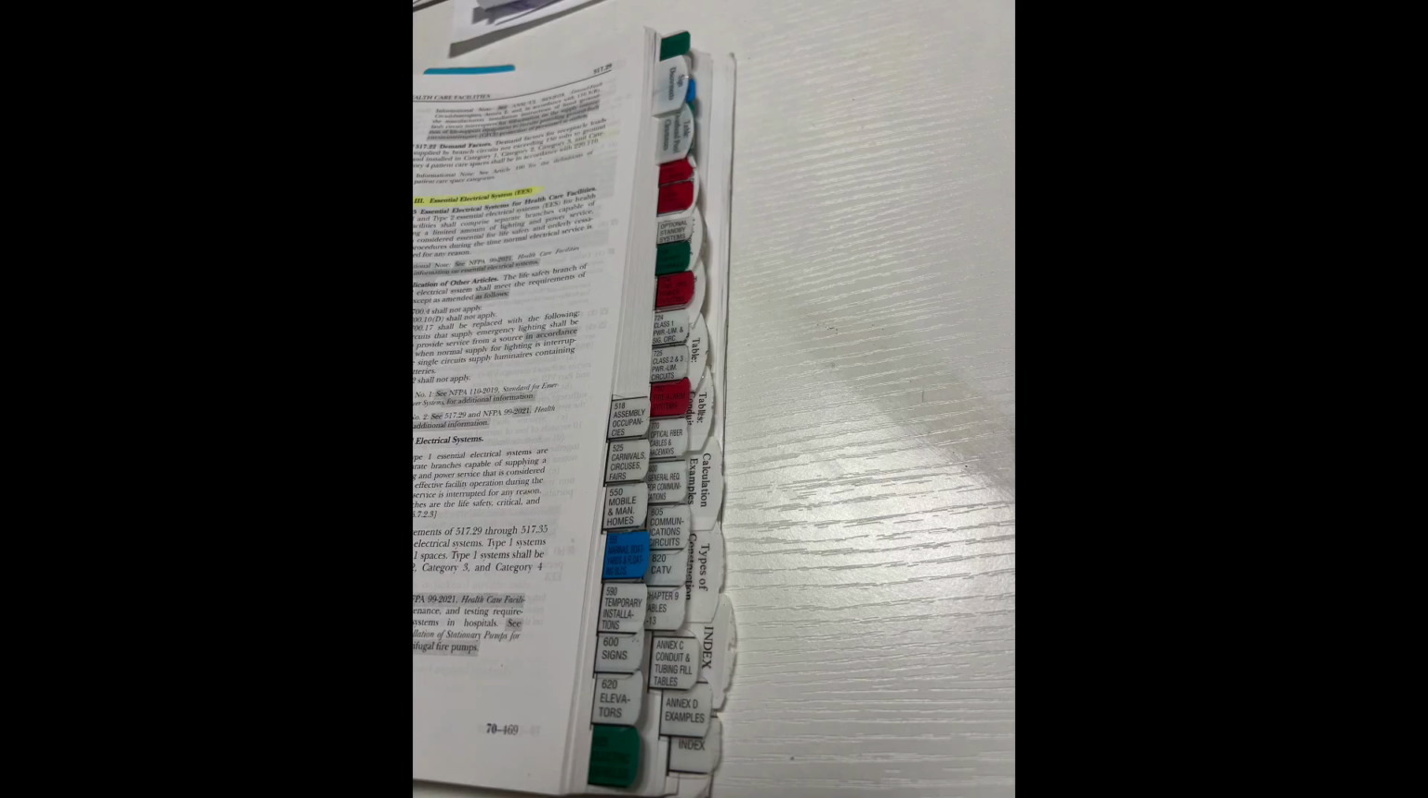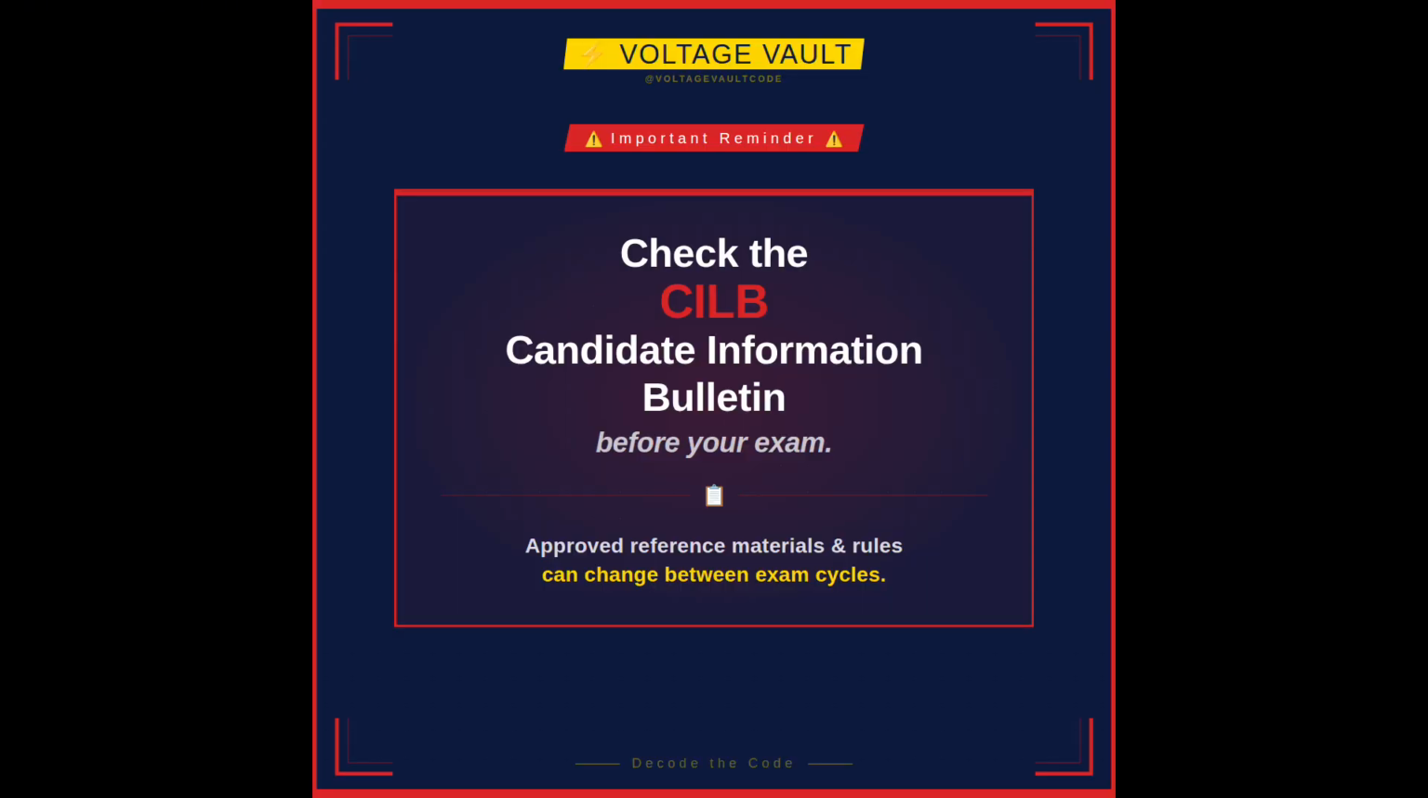One of the easiest ways to speed up NEC navigation is tabbing your codebook. Tabs allow you to instantly jump to key articles like 210, 220, 230, 240, 250, 300, and 430. But before your exam, make sure to verify what is allowed in your test book. Testing rules change over time. Always check the current CILB Candidate Information Bulletin for rules on tabs and annotations.